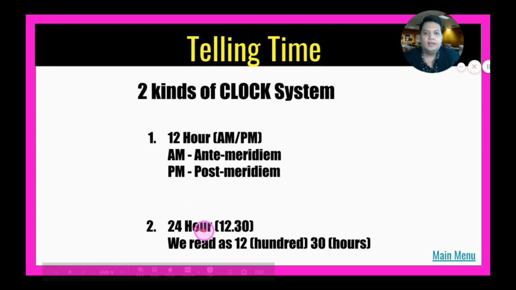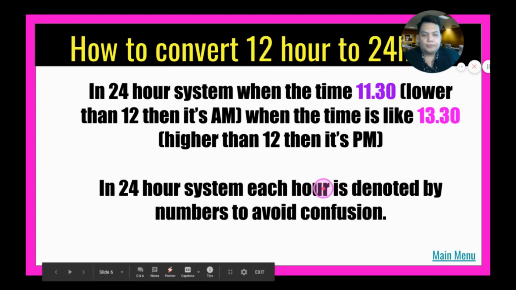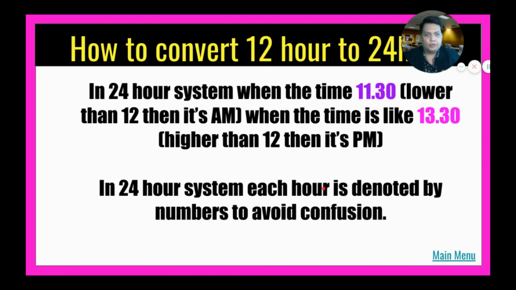Now for the 24-hour clock system, if the time is 12:30, we read it as 1230 hours. Again, we read this time, 12:30, as 1230 hours. So take note that there is no S after the letter D. It's not 1200s. So it's always 1230 hours. Then we add S in hours. All right, so how do we then convert a 12-hour to a 24-hour clock system?